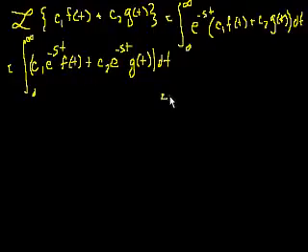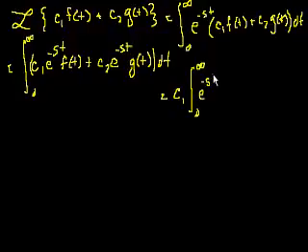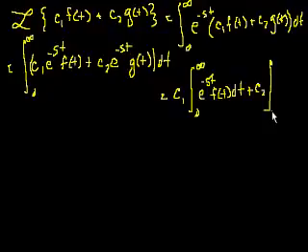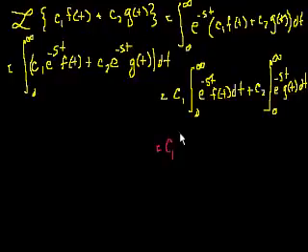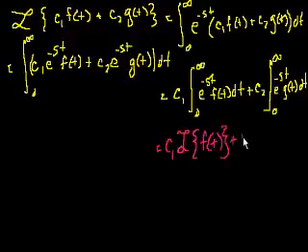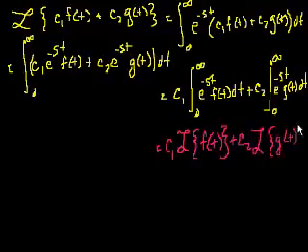So this is going to be equal to c1 times the integral from 0 to infinity of e to the minus st times f of t dt, plus c2 times the integral from 0 to infinity of e to the minus st g of t dt. And this was just a very long-winded way of saying, well, what is this? This is the Laplace transform of f of t. This is the Laplace transform of g of t. So this is equal to c1 times the Laplace transform of f of t plus c2 times the Laplace transform of g of t. And so we have just shown that the Laplace transform is a linear operator, right?